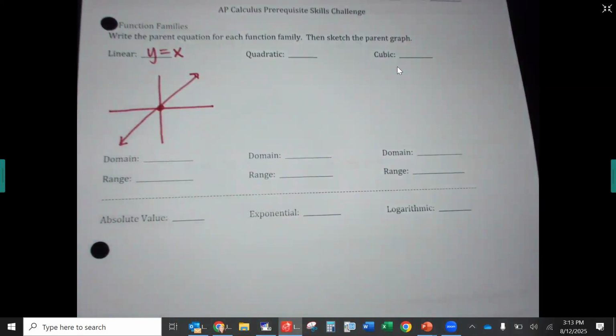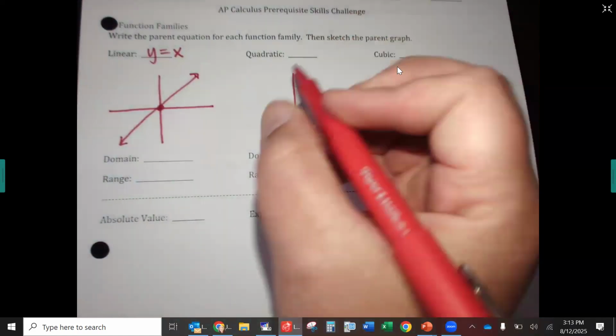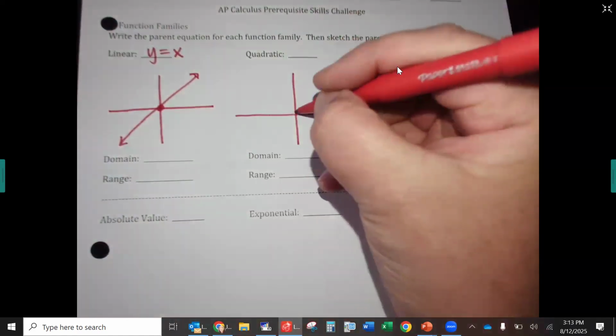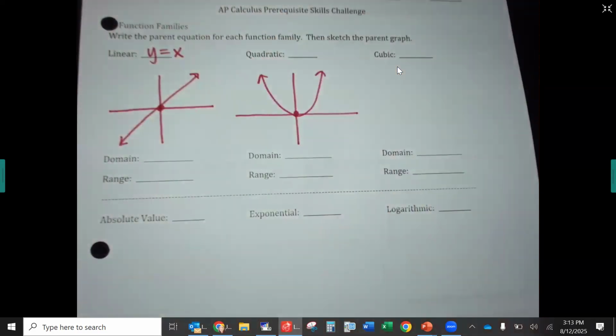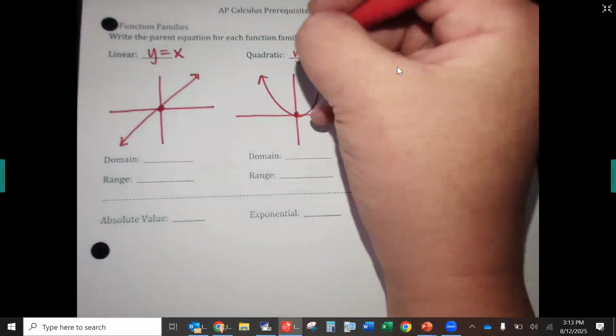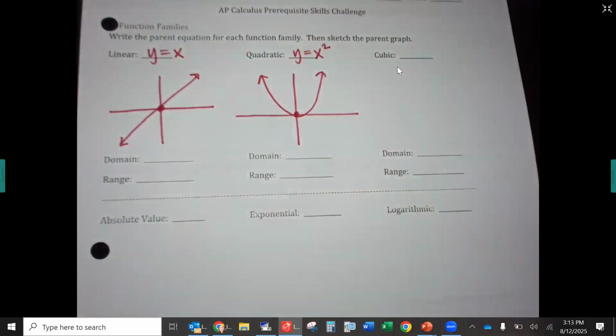Okay, quadratic, can anyone tell me the shape? It is a U. Okay, also it should pass through the origin. Because remember that even though the U can be shifted up, down, left, right, for the parent function, it stays right at the center. Okay, the equation for that is going to be x squared.